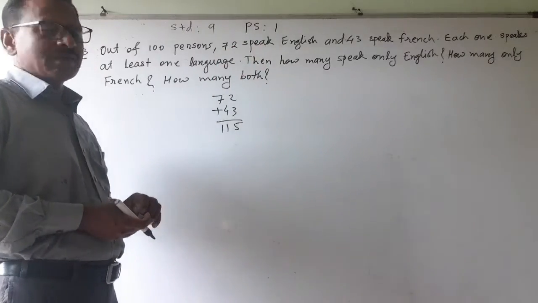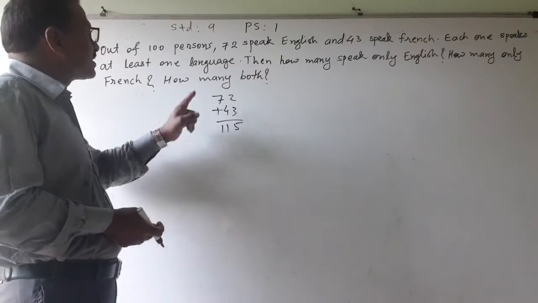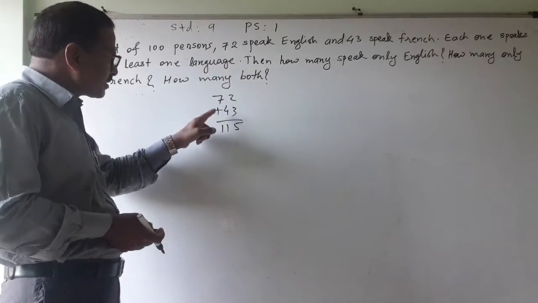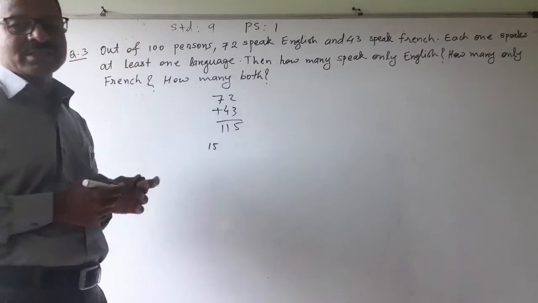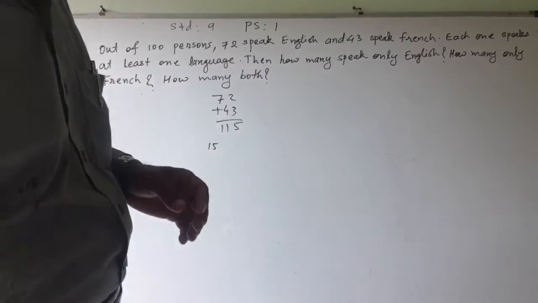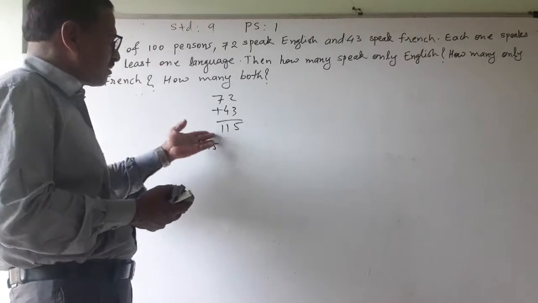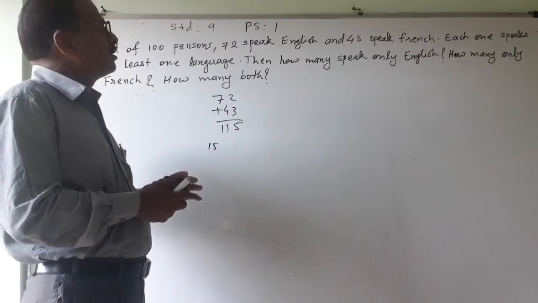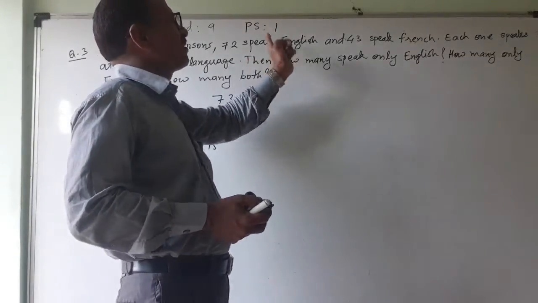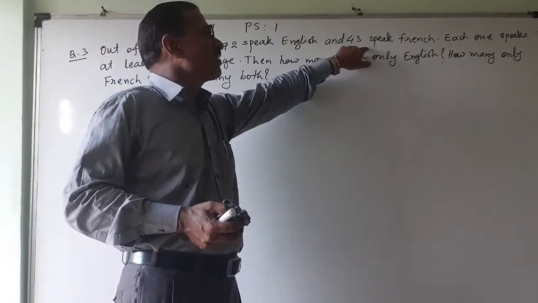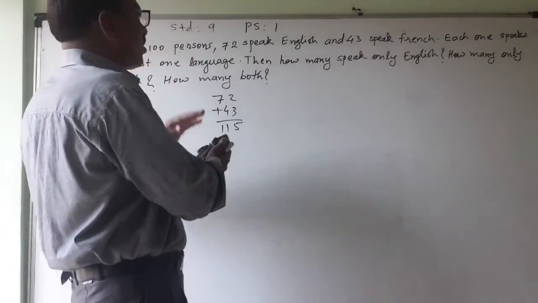Out of 100 people, 115 are speaking this and this. That means the people are not 115, people are only 100. It means some are speaking English also and some are speaking French also. It means these 15 people are speaking both the languages. That's why it is coming 115, because the people are only 100 and this total comes 115. Those who are speaking English, they are speaking French also, and those who are speaking French, they are speaking English also. That's why this total is more than the number of the people.